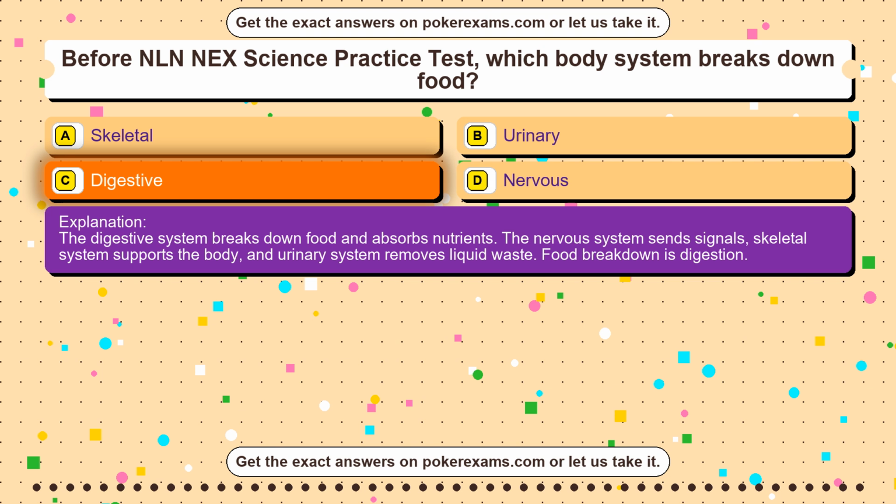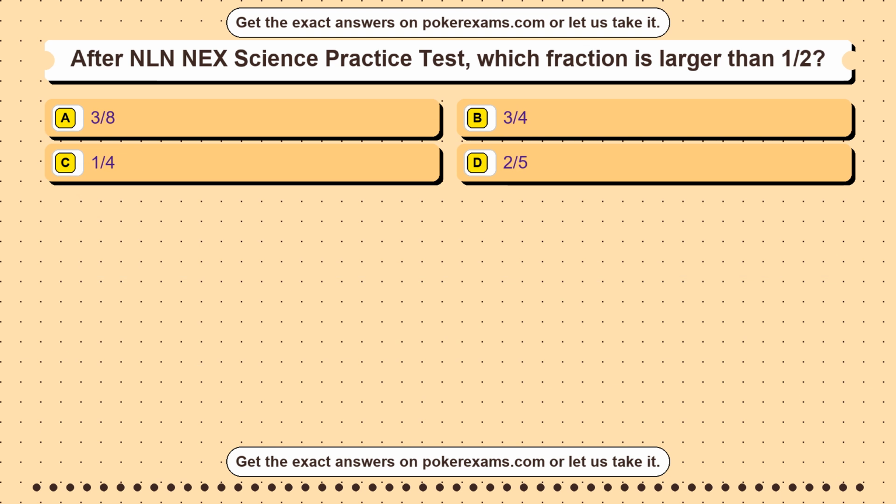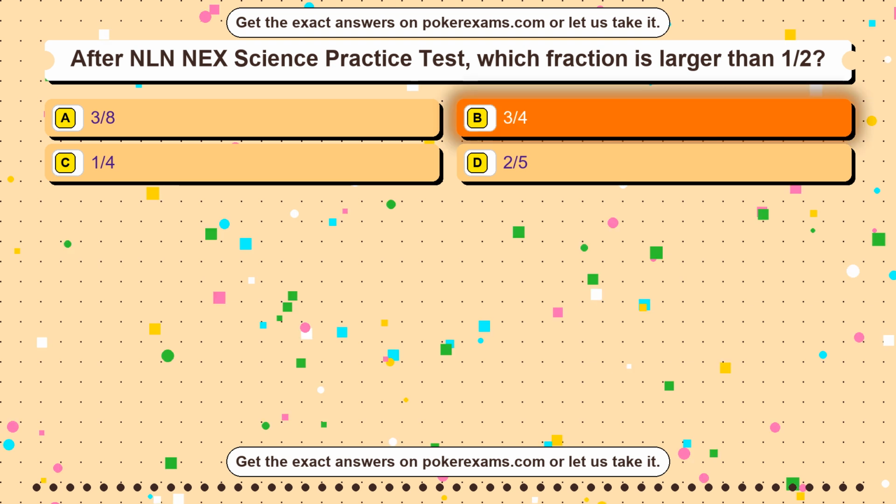Question 16. After GED RLA practice test, which paragraph part usually introduces the main point? Option A, page number. Option B, topic sentence. Option C, citation page. Option D, footnote. The correct answer is option B.